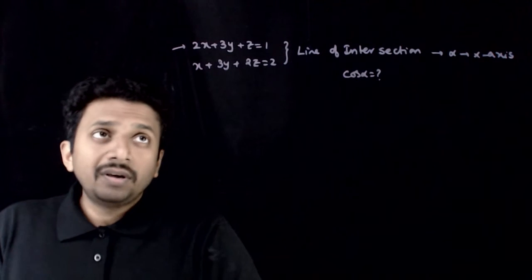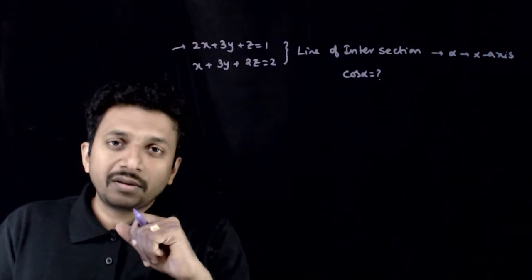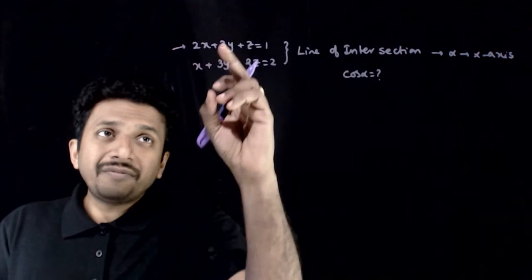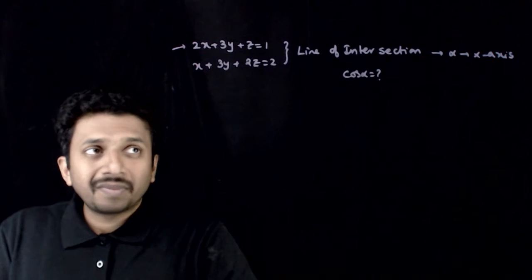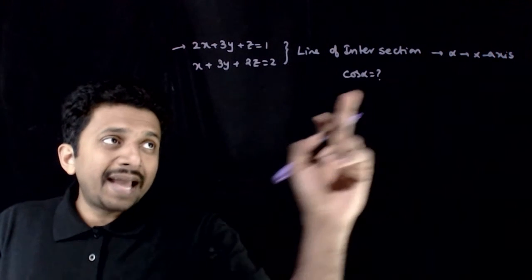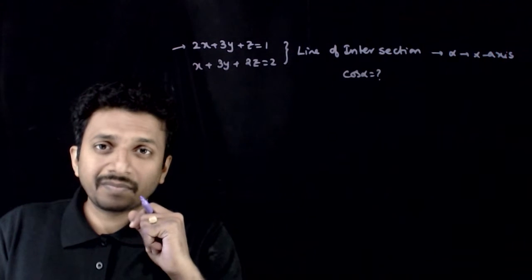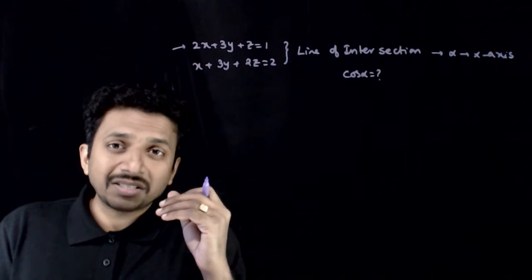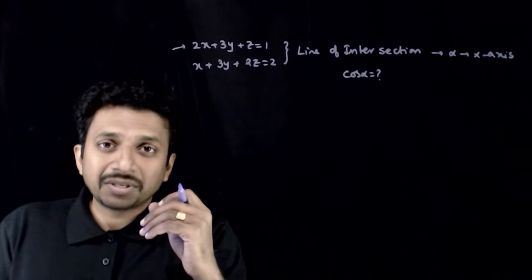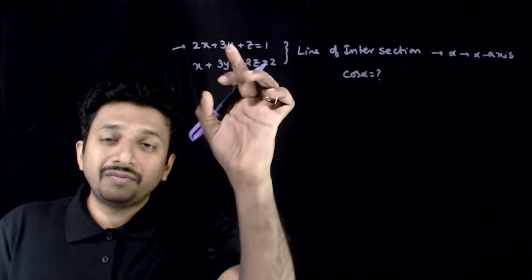So welcome students. In this question you're given two planes, and you're given that the line of intersection of these two planes makes an angle alpha with the x-axis. If that is so, what is cos alpha? So effectively you're being asked to find the first direction cosine of the line of intersection of these two planes.